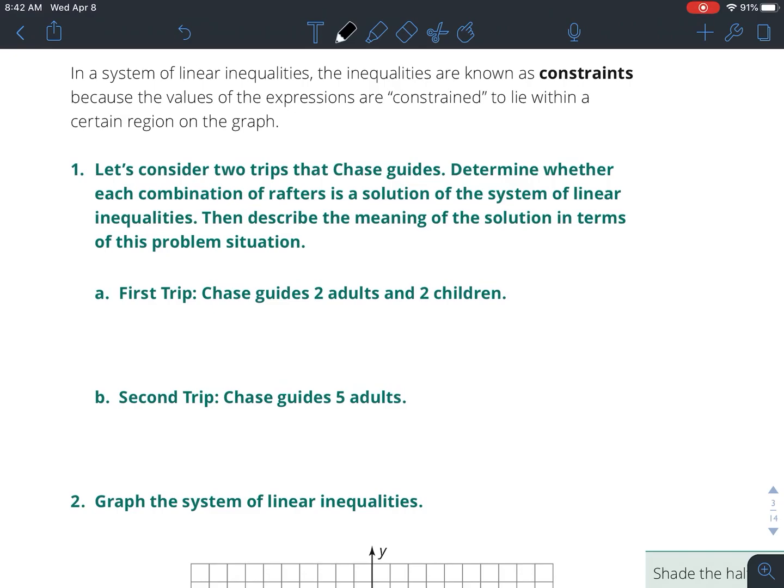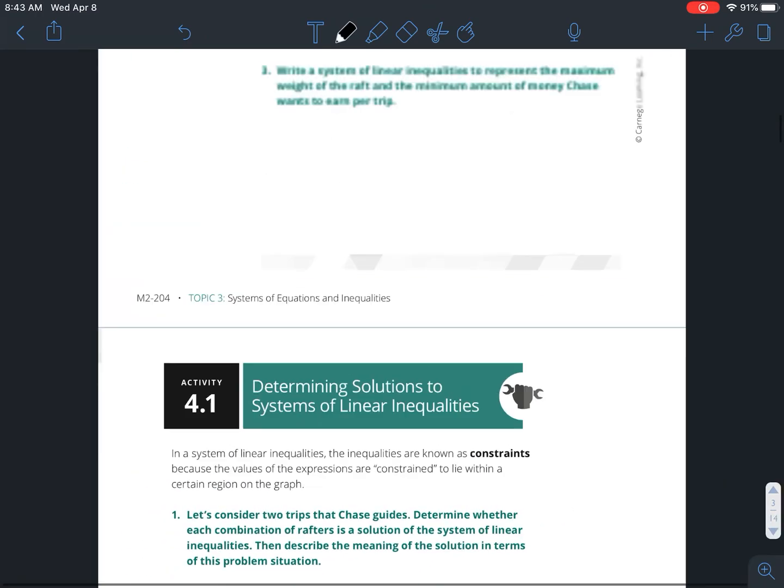So Chase is a river guide, it looks like. He does some rafting stuff. So A, first trip Chase guides 2 adults and 2 children. Second trip Chase guides 5 adults. So let's look at number 1A first before we go to 1B. It's asking us to describe the meaning. Determine whether each combination of rafters is a solution of the system of linear inequalities. Let me just check to make sure.